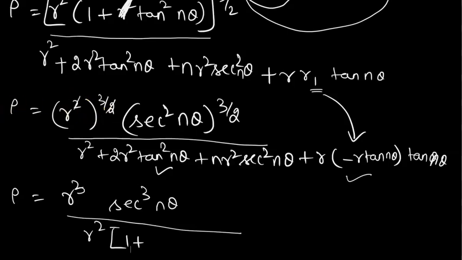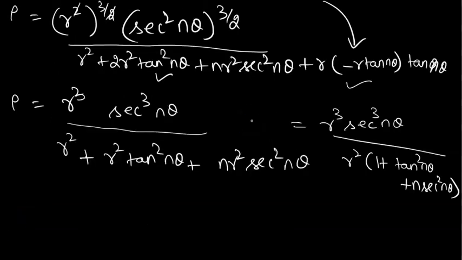I can rewrite this again. I have rewritten this. This r square I'm writing as it is. This 2r square tan square n theta minus r square tan square n theta, because this tan into tan. These two terms will become one term r square into tan square n theta. This I have written as it is. Numerator is the same. Denominator, we have taken r square common from all these terms and we have written 1 plus tan square n theta plus n secant square n theta.